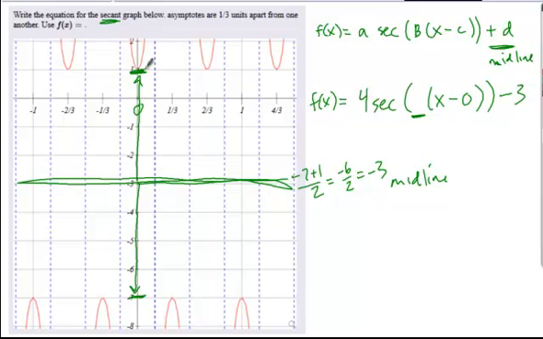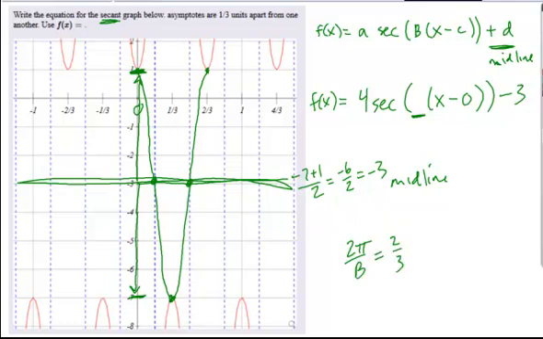So I find out how long it takes for this graph to repeat itself. When I look at the corresponding cosine function, I have maximum, midline, minimum, midline, maximum. So there is one period. If I take 2 pi divided by b is equal to my period, which I see as 2/3, what I can do is solve for b, and that's going to be the value that goes here.